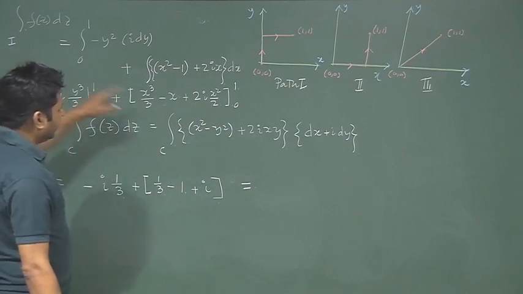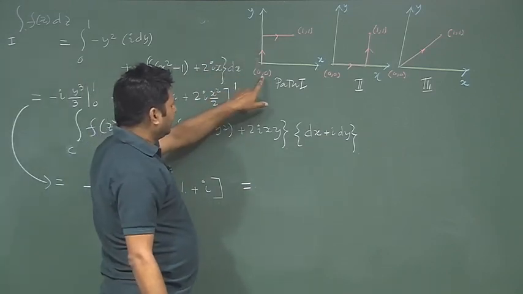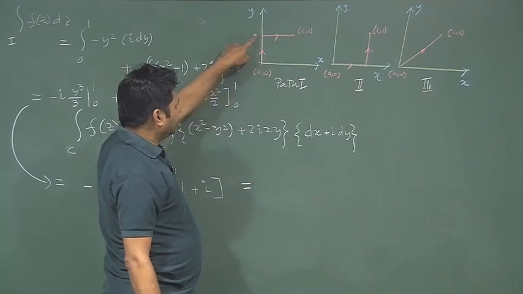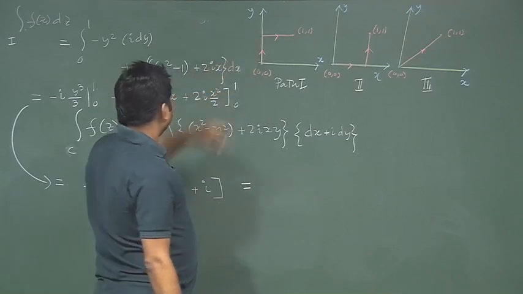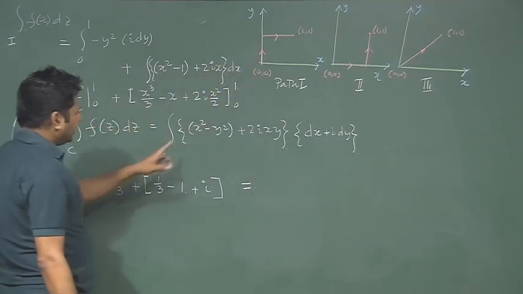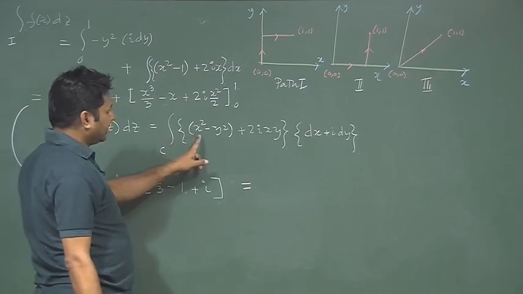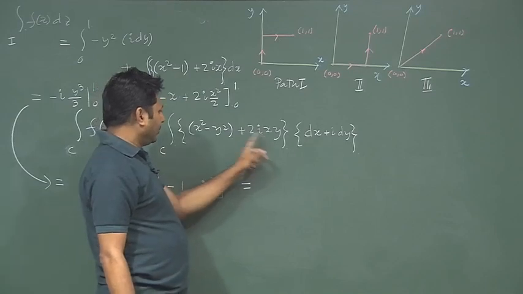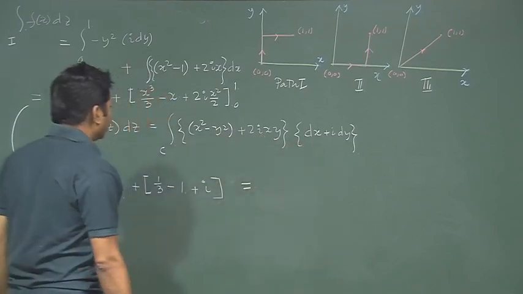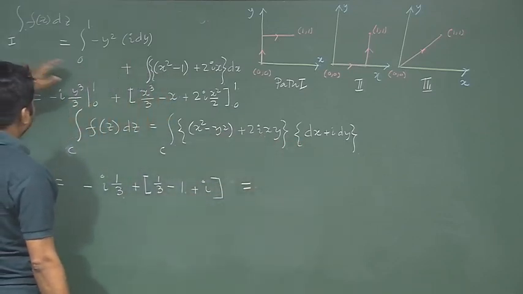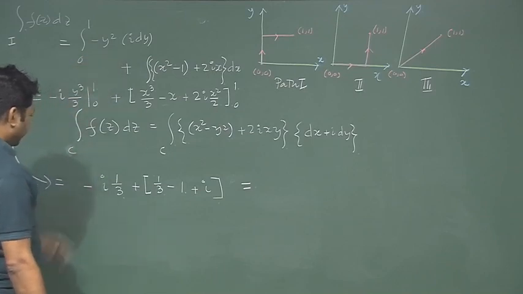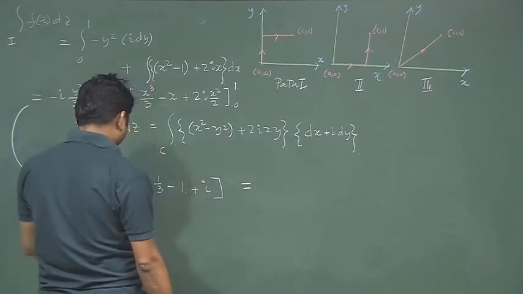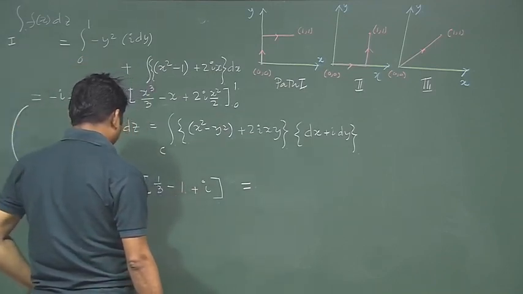In path 1, if I go from here to here, 0 0 to 0 1, my x is not changing, x is 0. So, minus y square, and then this is 0. So, minus y square times i dy. So, this is okay. This part is fine. Let me first find out what is the value, then I will check things are correct or not.